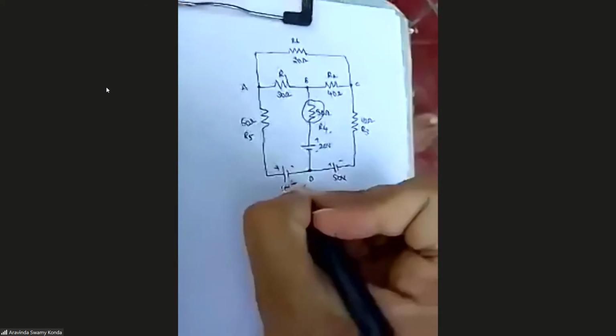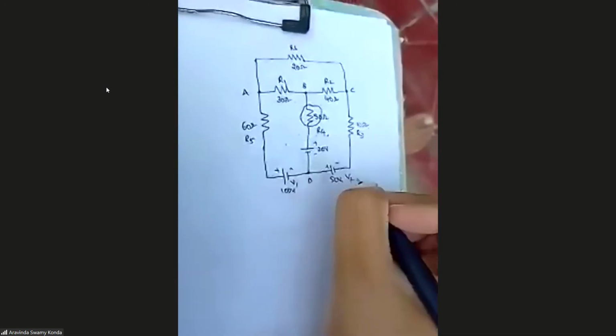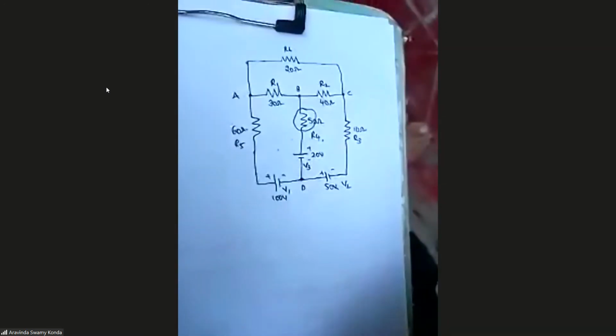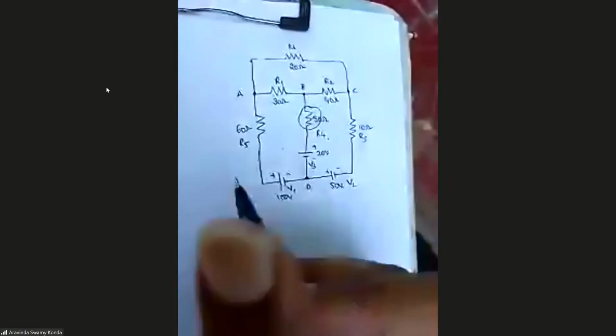So this is the thing you want to be going with. First, you want to identify the number of elements. You are identifying V1, V2, V3. So this is the mesh identification of the circuit, and the elements are completed.